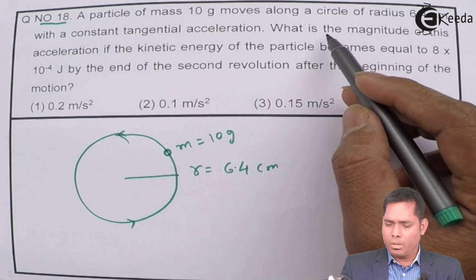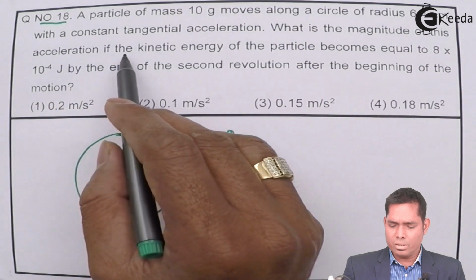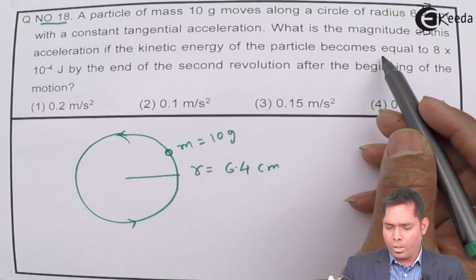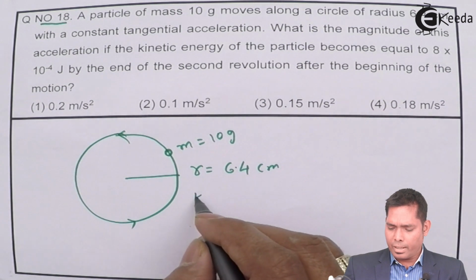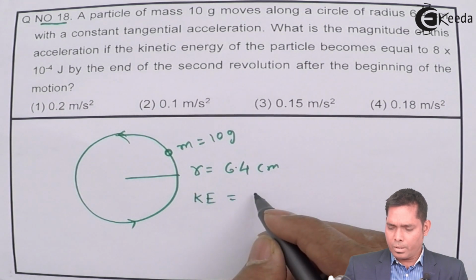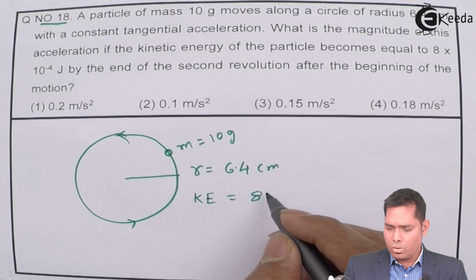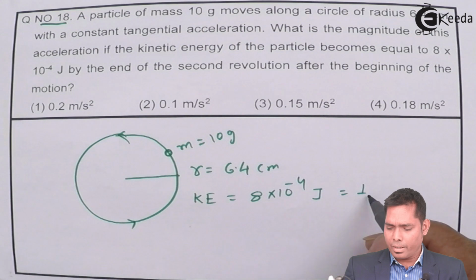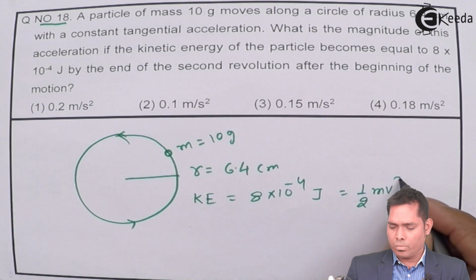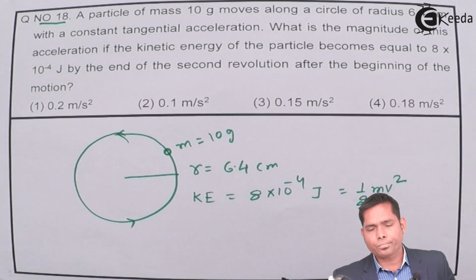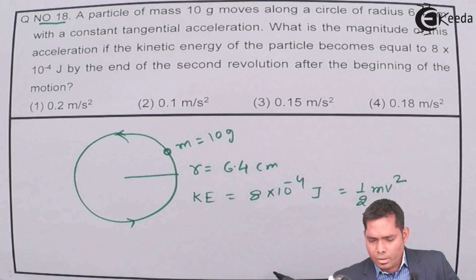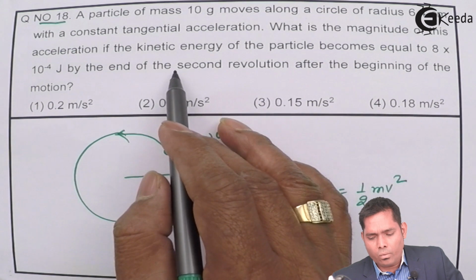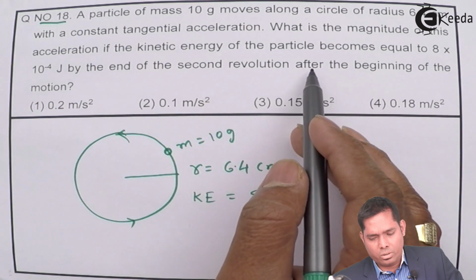Actually, this should be: what is the magnitude of its acceleration if the kinetic energy of the particle becomes, so what is the kinetic energy of the particle? It becomes equal to 8 into 10 raised to minus 4 joule, and the formula for kinetic energy is half mv square, joule by the end of the second revolution.